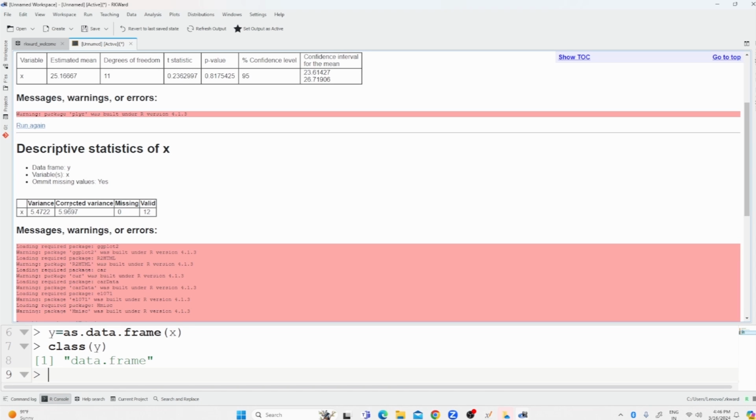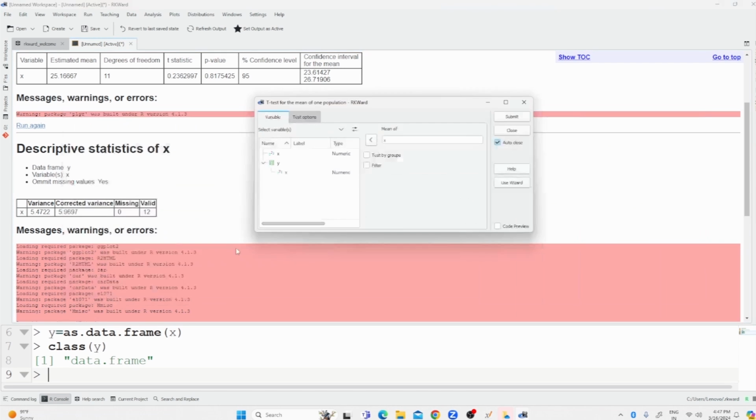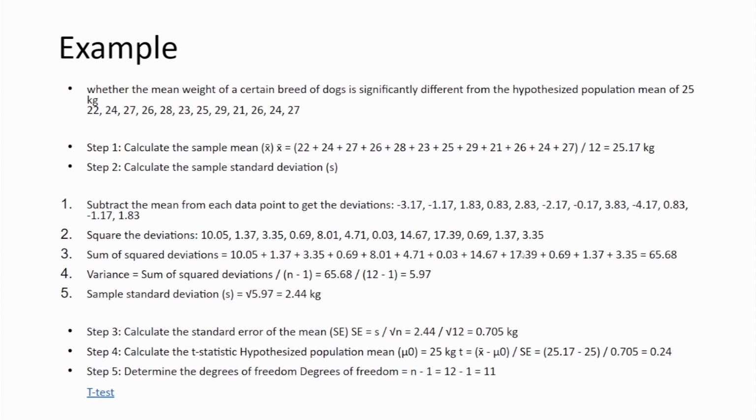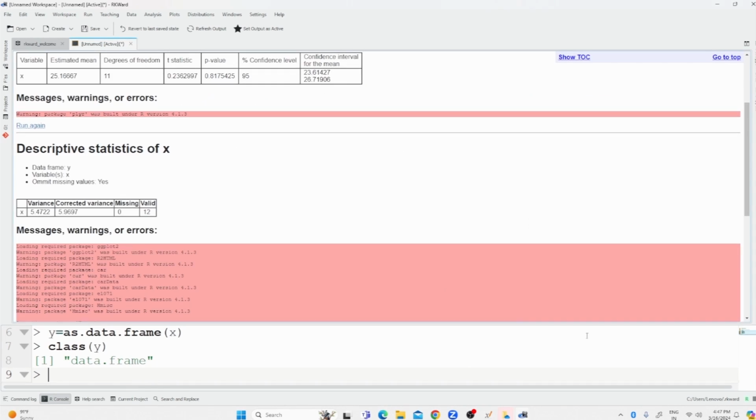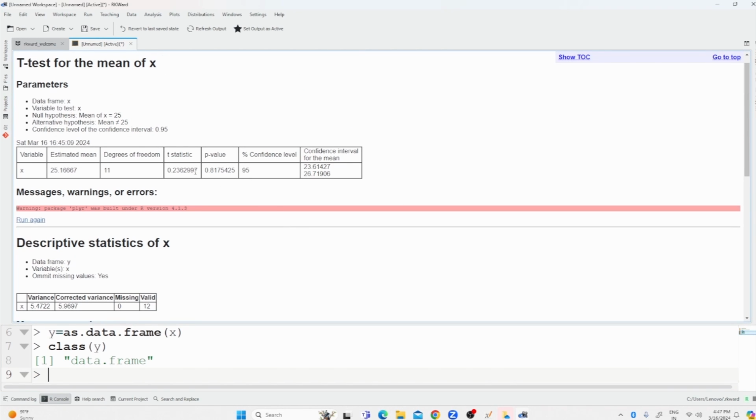So we have got corrected variance 5.9697. Please see here, this is what we got, 5.97. Now standard deviation obviously is got. Now we see we are getting the t statistic at 0.24. Standard error is found, t statistic is found, this 0.24. Let us check what is the value for ours, 0.362997, which is ultimately 0.24.